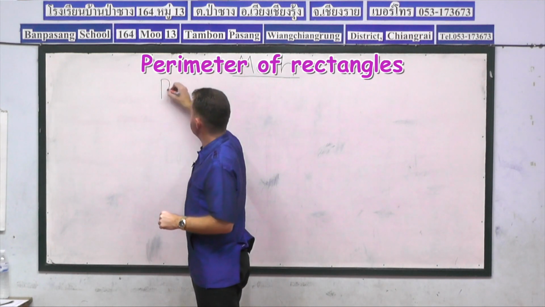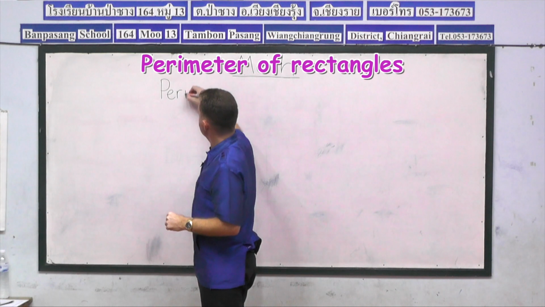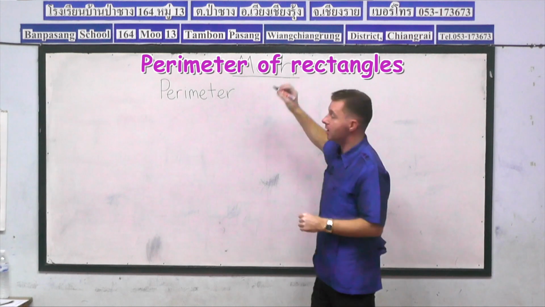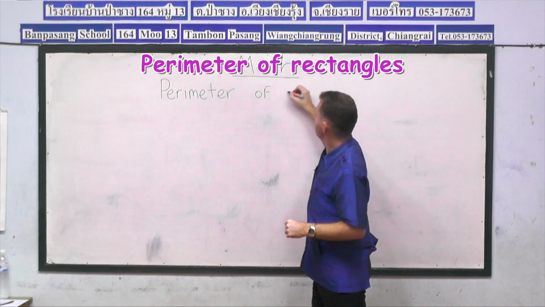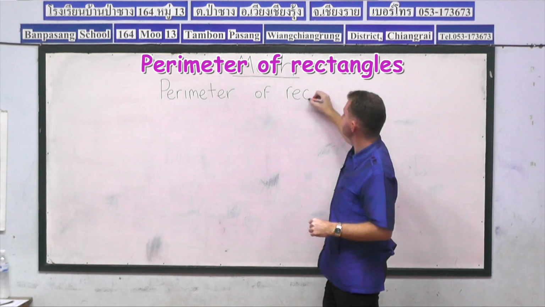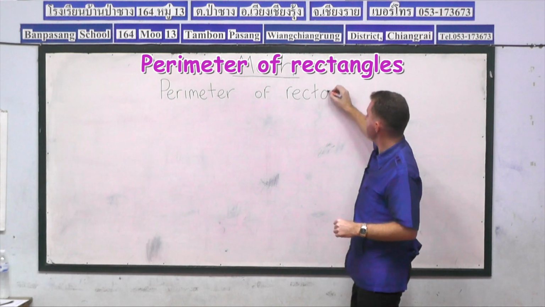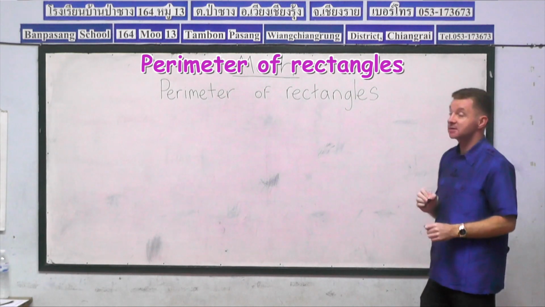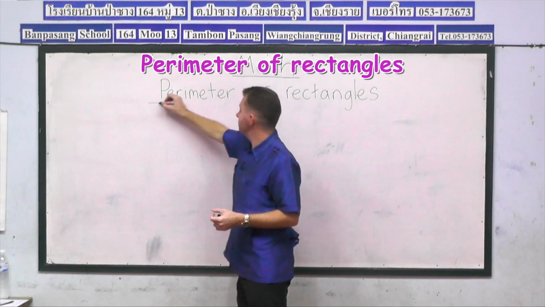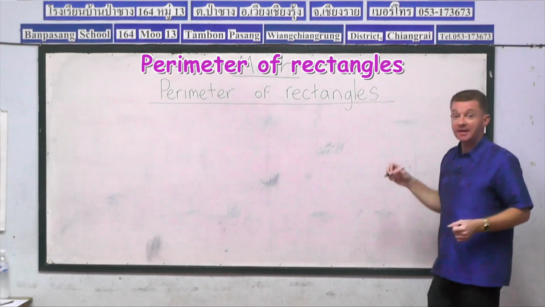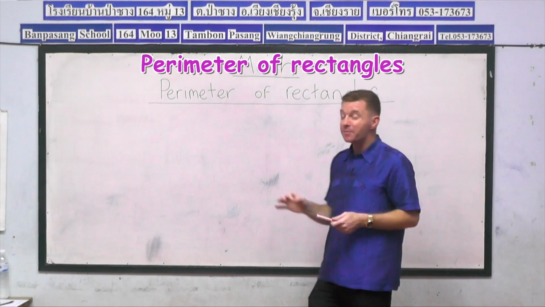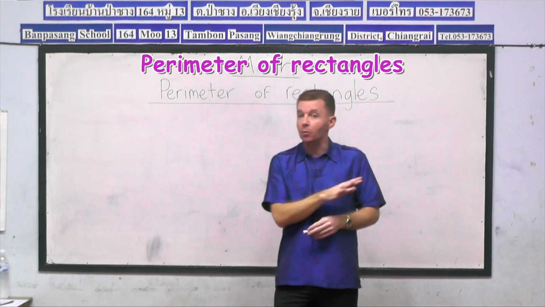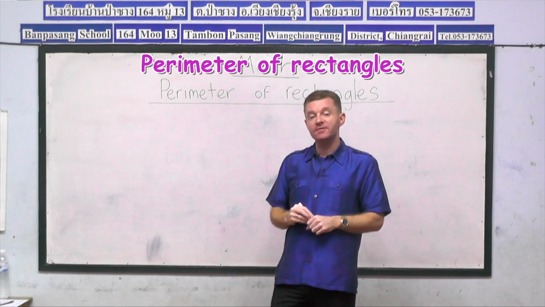Perimeter, P-E-R-I-M-E-T-E-R, of rectangles, R-E-C-T-A-N-G-L-E-S. So all together, guys, perimeter of rectangles. And remember, when we want to work out the perimeter of rectangles, there's a simple formula that we can follow to get the right answer every time.